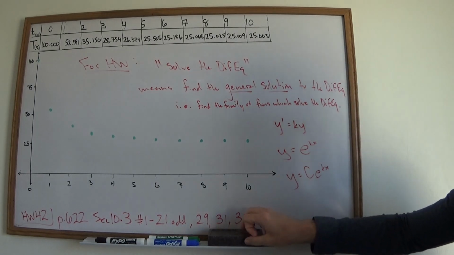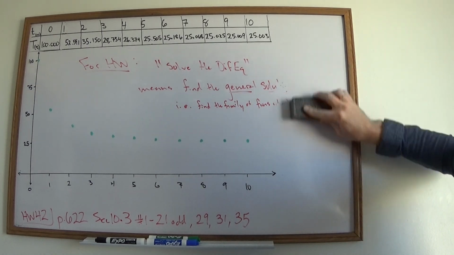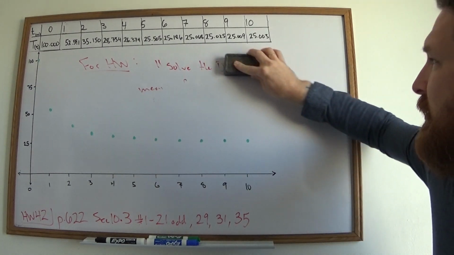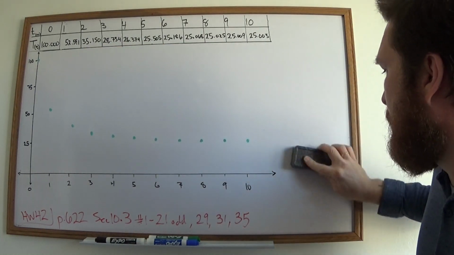That's like 1 through 10 or something like that. It just says solve the differential equation. And so what they're looking for is the general solution there, which is a family of functions.